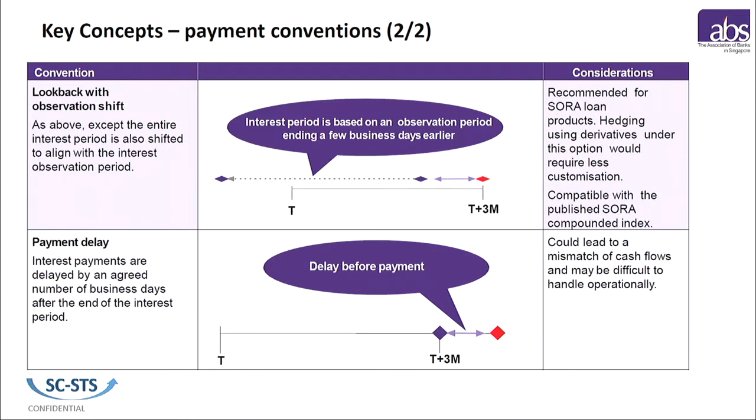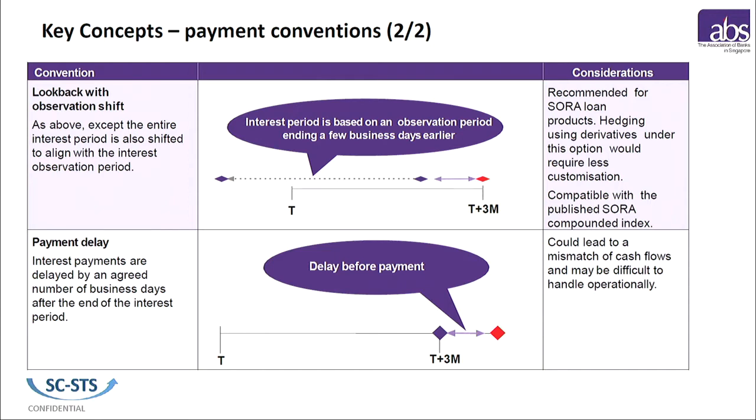There's also look back with observation shift. And this is very similar to the previous convention that we just discussed, with the exception that rather than replacing the day's rate by the rate 5 days ago, you're really shifting the entire interest observation period to 5 days earlier. It can sound like the same thing, but it makes a very small difference where you have weekends in between and so forth. So it has a very slight difference. But both of these, again, just come back to that convention in allowing you more time to make your interest payment.